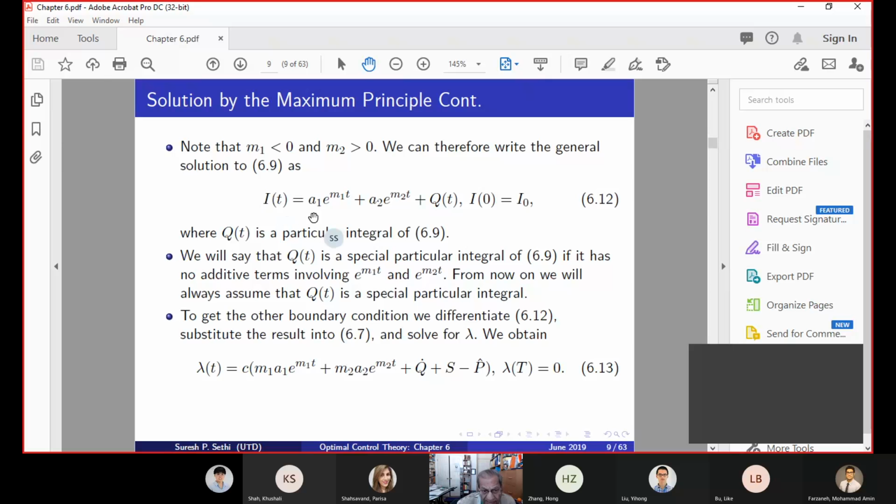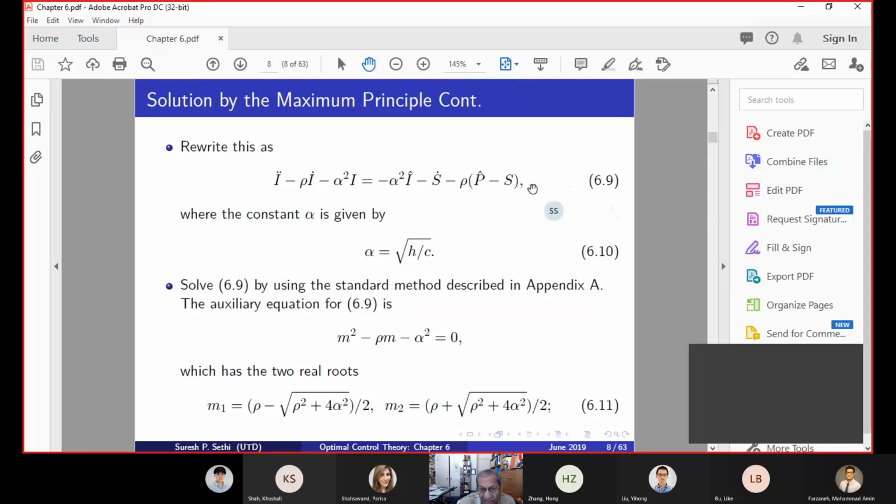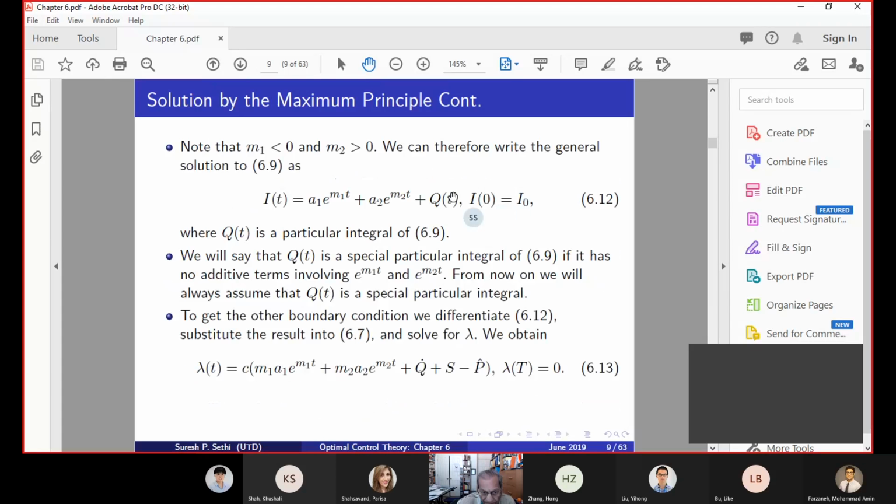I(t) is some constant times e to the m1 t plus another constant times e to the m2 t, and then there is something called a particular integral, which is the particular integral of 6.9, and it comes about because of this right hand side. A different right hand side will give you a different particular integral, and I have a table in the appendix that gives you a particular integral of some of the stuff that we might be using in the book, or at least in this chapter, and some more.